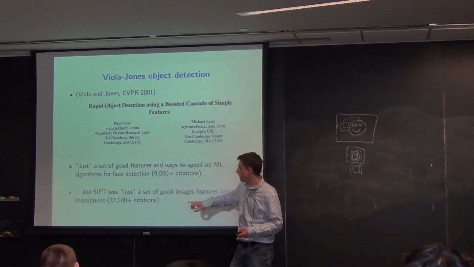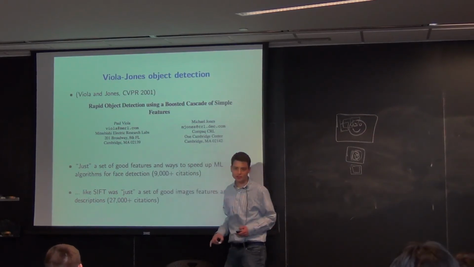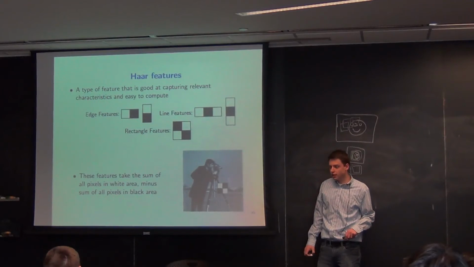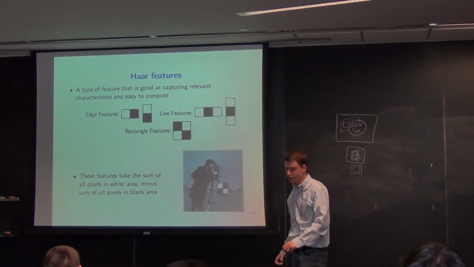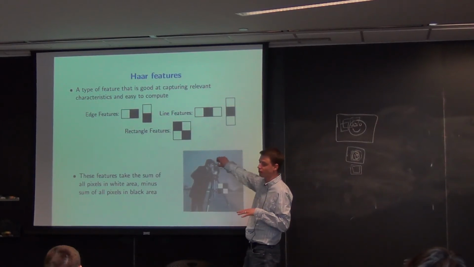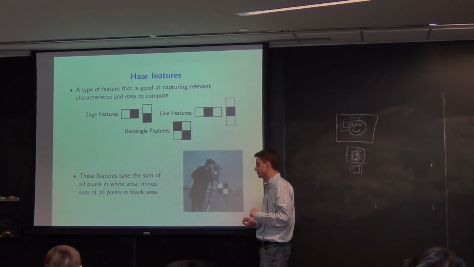All right, so two things. Good features, fast ML. Let's go through them both very quickly. The features it uses are called Haar features. The pattern match is something called a Haar wavelet, but these are not actually wavelets. So these are just called Haar features.